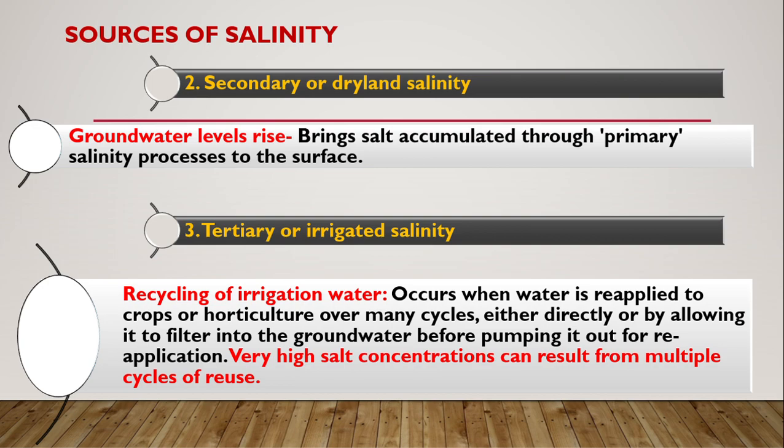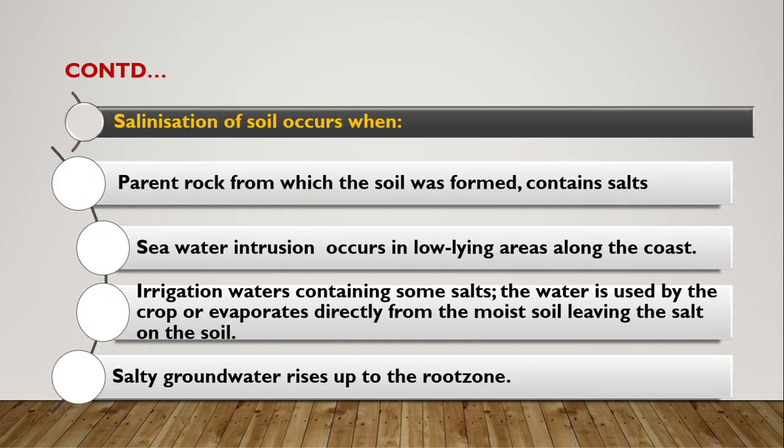Third one is tertiary or irrigation salinity, which is caused by the process of irrigation. When the irrigation water contains some amount of salt, and if you are recycling the same water, then that process may cause salinity in the soil. So the reasons can be summed up into four points: parent rock, seawater intrusion, irrigation water and groundwater rise. Due to these four reasons, mainly the soil becomes saline.